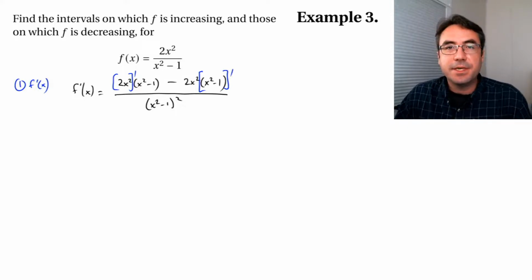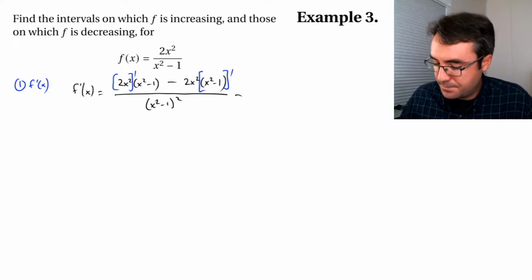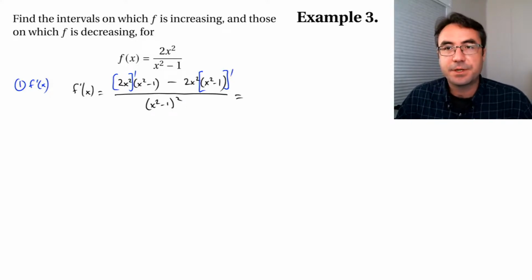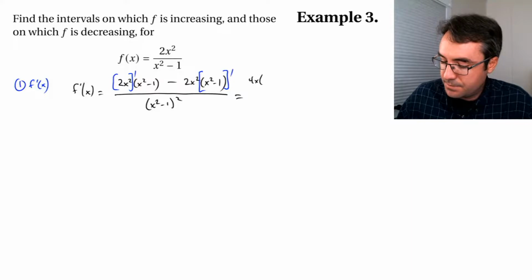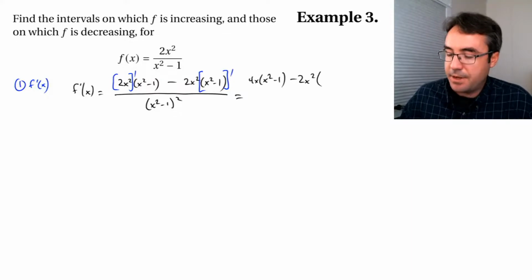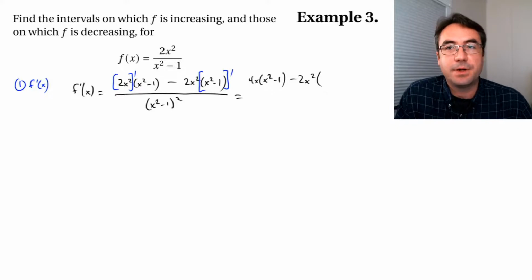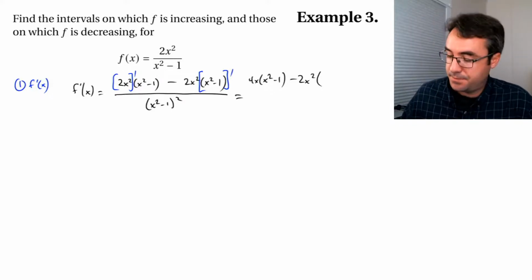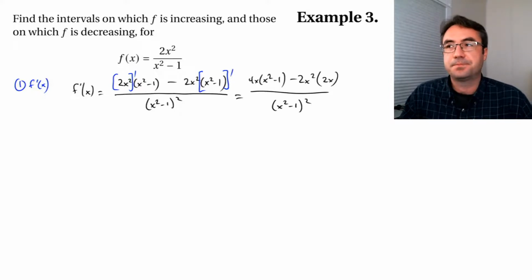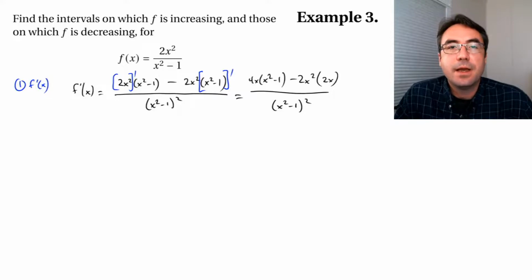All right, so let's keep differentiating. So derivative of 2x squared is 4x. Then we have x squared minus 1 minus 2x squared. And then the derivative of x squared minus 1 is 2x. And then we don't do anything to our denominator. We just leave that alone. And then we want to try to simplify as much as we can.